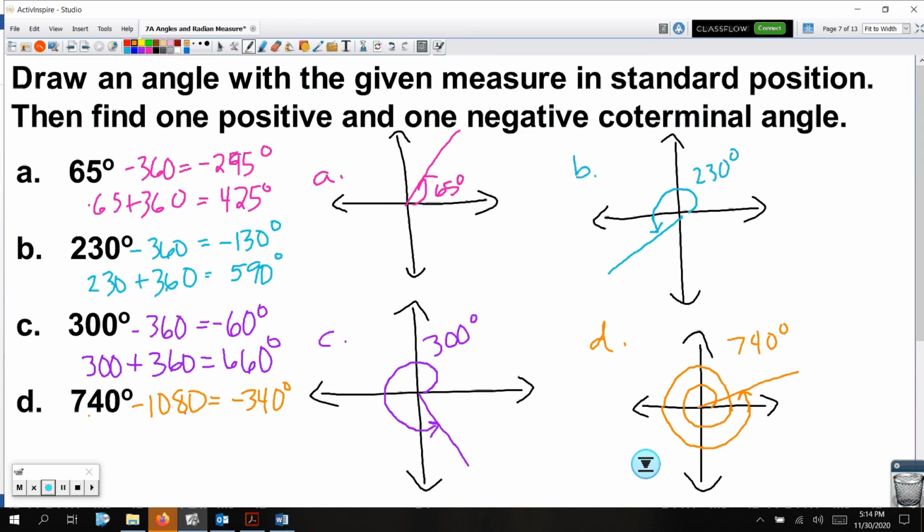Okay. Now we take 740 and we can subtract 720, right? And get positive 20 degrees. I mean, honestly, there are an infinite number of positive and negative coterminal angles depending on how great of a multiple of 360 you're going to add and subtract. But I like to keep my numbers small anyway. Okay, so that is basically the gist of general angles. Now we're going to talk about radian measures.